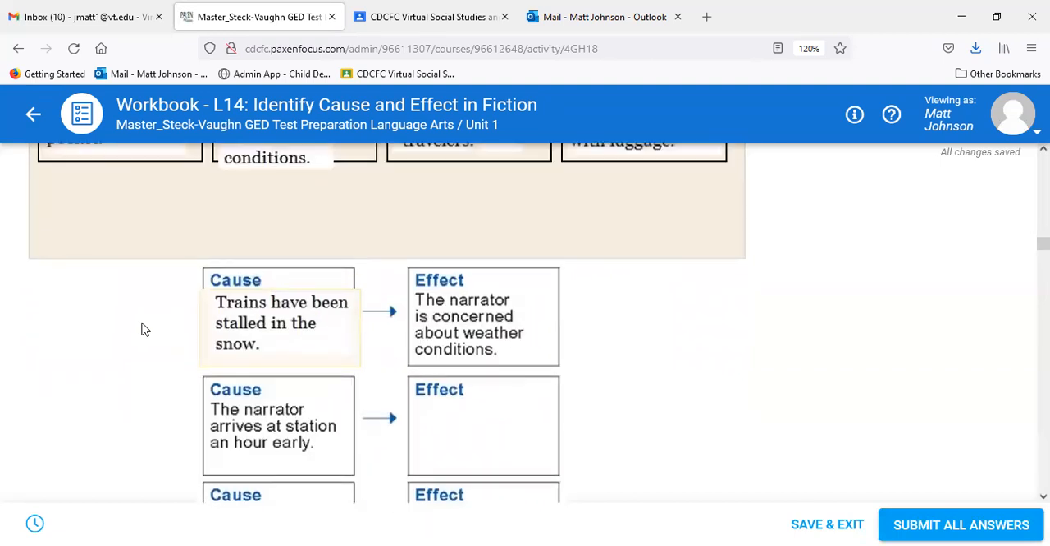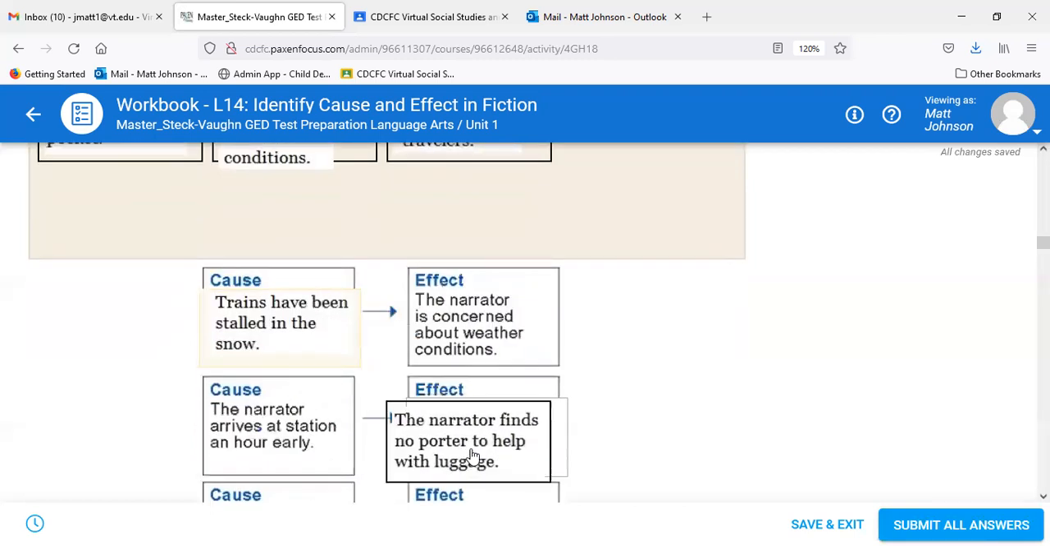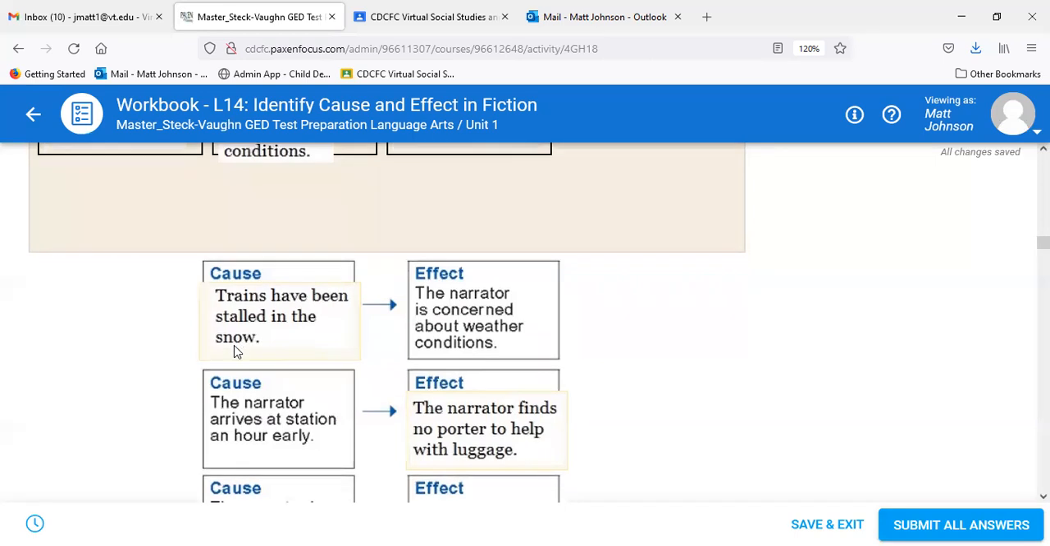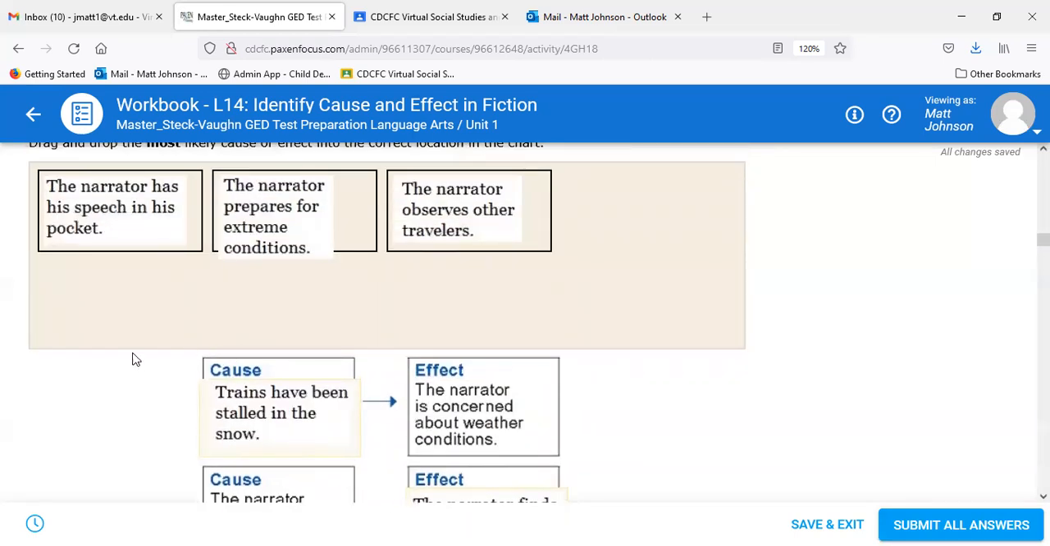So what is the effect when the narrator arrives at a station an hour early? The narrator finds no porter to help with luggage. Yep, there's no porter. Porter being like a baggage handler, like the bellhop. They'll take luggage to your room. So you can't find a porter, that's the effect there. And then finally, the narrator is a very cautious person. That is the cause. What is the effect of him being a very cautious person?